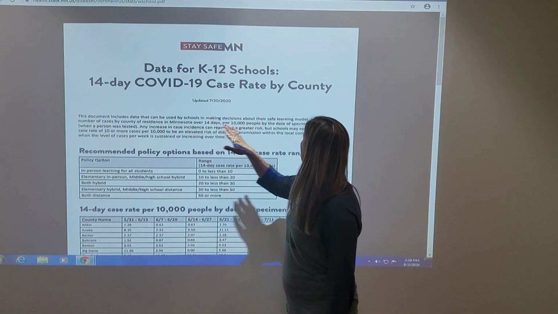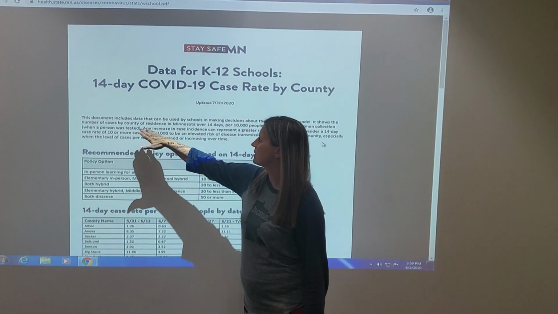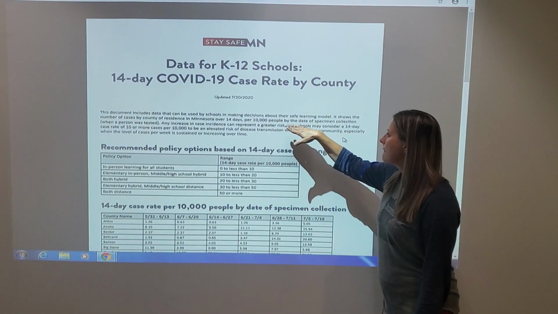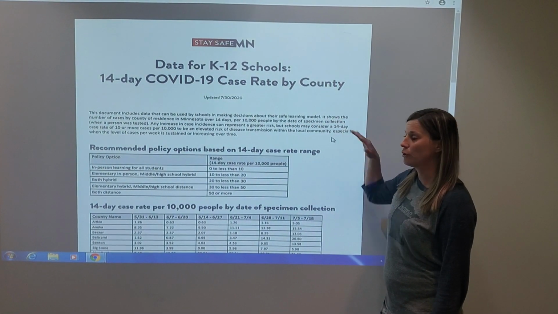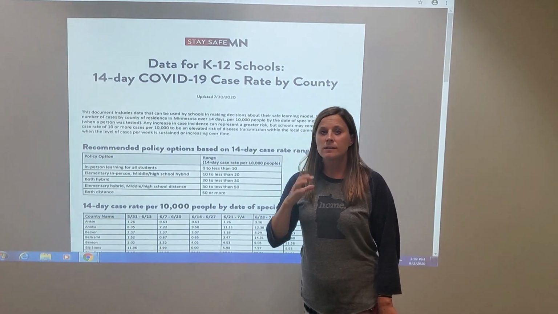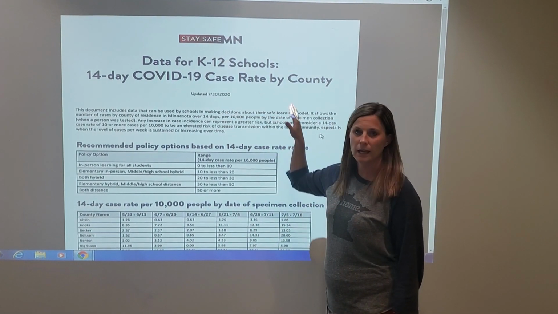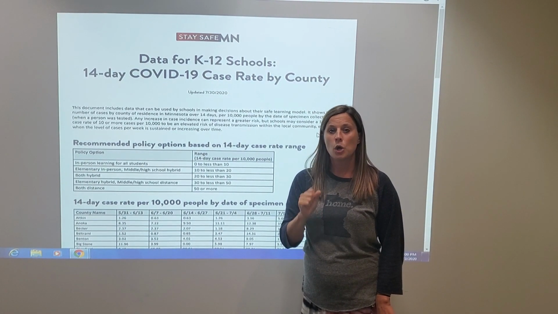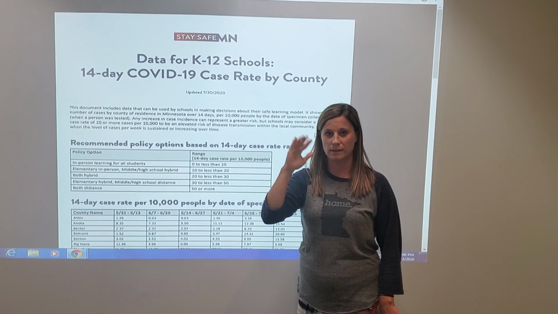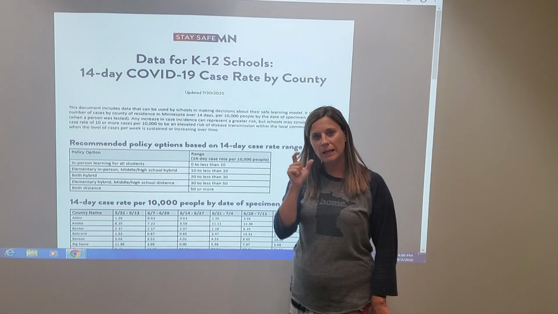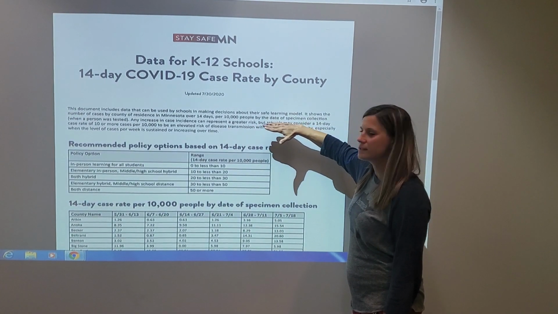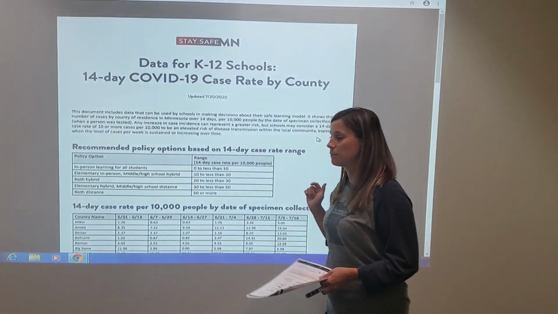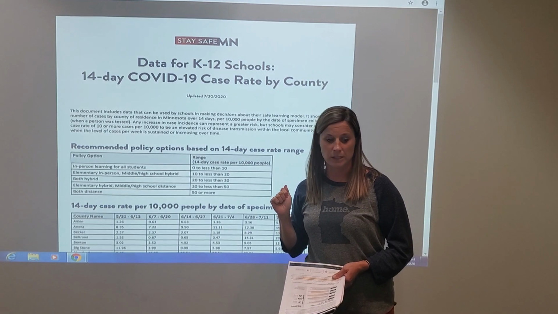You will notice here that the description is number of cases by county of residence over 14 days per 10,000 people, by the date of specimen collection, or when a person was tested. Some people are looking at this 14-day case rate using the Minnesota Department of Health situational update page, which provides an update of how many new cases we have each date. This data is slightly different from that when we're going back to this key element, by the date of specimen collection. I'm going to now draw out how we got to Polk County's data for the last two 14-day periods.